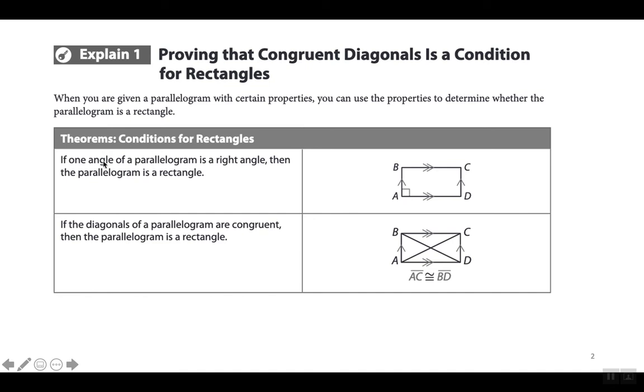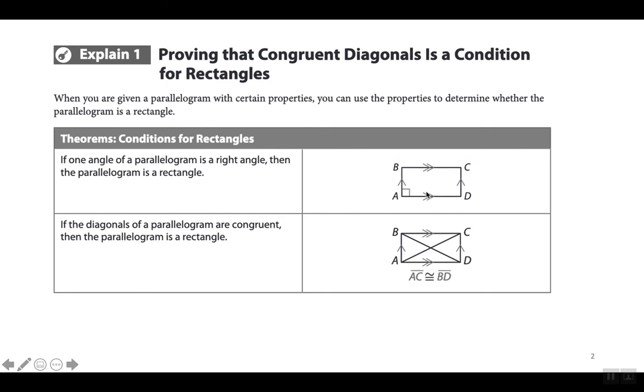All right, so the theorem says that if just one angle of a parallelogram is a right angle, then with that information, we can confirm that this parallelogram is a rectangle. The second condition that if you see it, that means that this is a rectangle, is that if the diagonals of a parallelogram are congruent, then the parallelogram is a rectangle. So again, you have a parallelogram. Once you see that the diagonals are congruent, as you see in this case, then that's it. With just that information, we can confirm that the parallelogram is a rectangle.